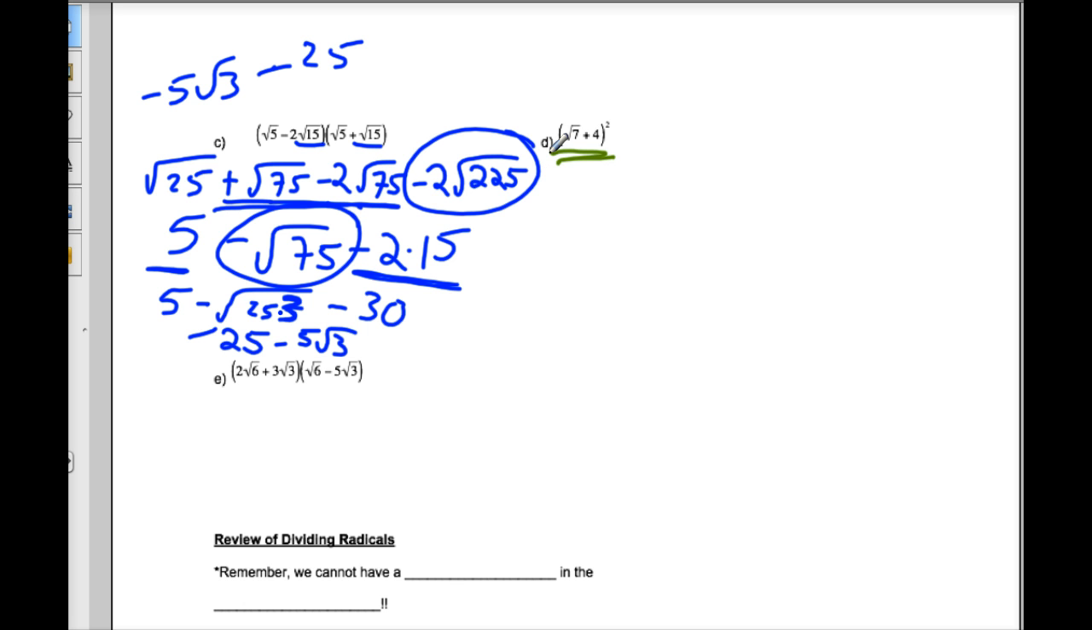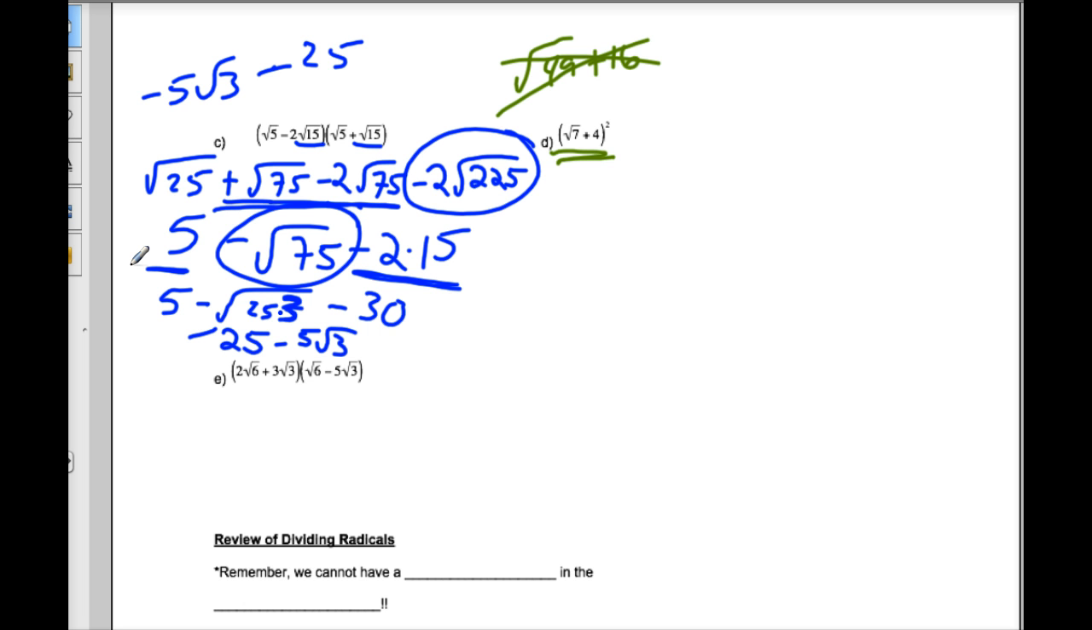Radical 7 plus 4 quantity squared. That does not make radical 49 plus 16. That's what kids want to do. No, that does not work that way. What do you get if you do it the right way? A trinomial. Well, you get middle pieces.